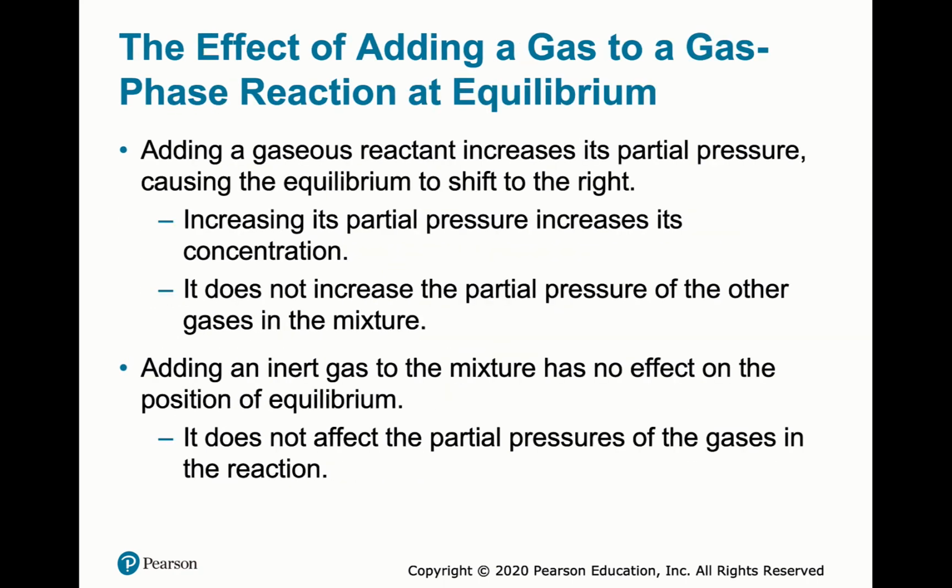So adding a gas to a gas phase reaction, if it's a reactant, you shift right. If it increases the partial pressure, it increases the concentration. That depends on the circumstance. Adding inert gases does absolutely nothing because it's not going to change the relative partial pressures.